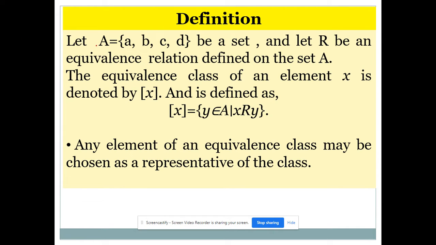So consider the set A = {a, b, c, d}, and let R be the equivalence relation defined on this set A. Then the equivalence class of an element x is denoted by the square bracket [x], and is defined as the set of those elements y of A such that x is related to y. Any element of an equivalence class may be chosen as a representative of the class, because in this class not only x but several elements will be there. Suppose some element t belongs to this class, then we can also represent this class as the equivalence class of t.